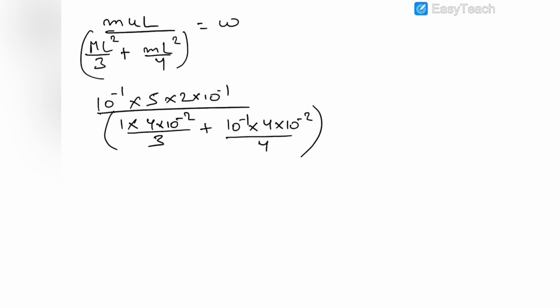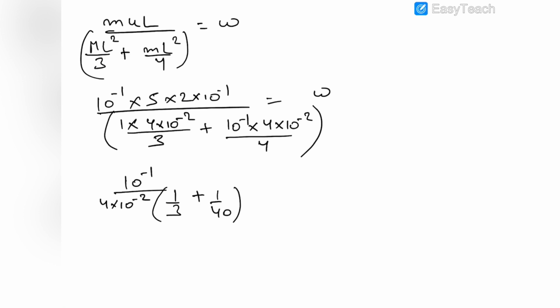Okay, so it would be equal to omega. So this is 10 and this is 10 to the power minus 1, so only 10 to the power minus 1 is left in the numerator. In the denominator, if we take out 4 into 10 raised to power minus 2 common, then in the denominator it would be 1 by 3 plus 1 by 40.